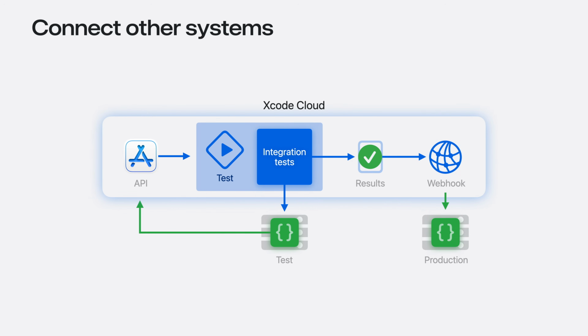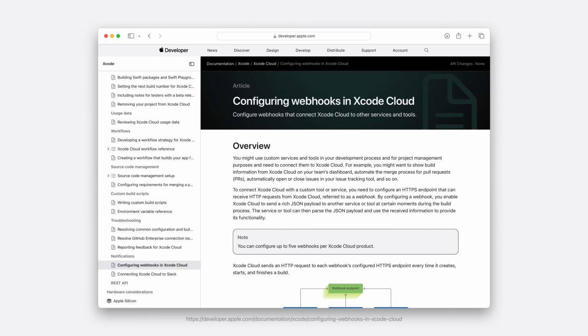Instead, we can utilize the Xcode Cloud Webhooks feature to connect our test results to a deployment service, and then push the server changes to production automatically when they pass. Webhooks allow services to respond to build events as they occur, so you can integrate Xcode Cloud into other services and tools that your development process depends on. You can learn more about webhooks and how to configure them in the documentation.